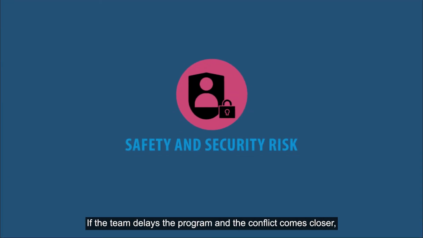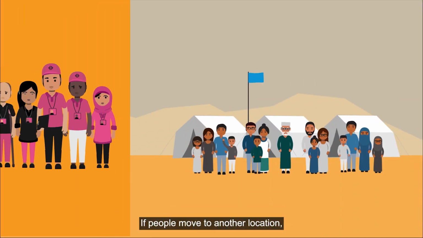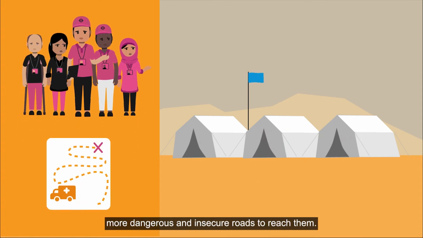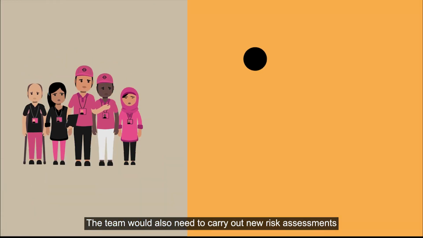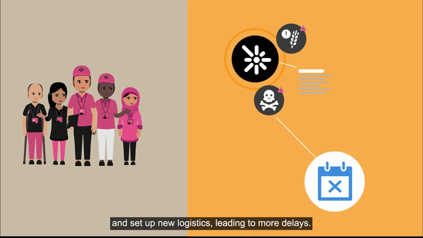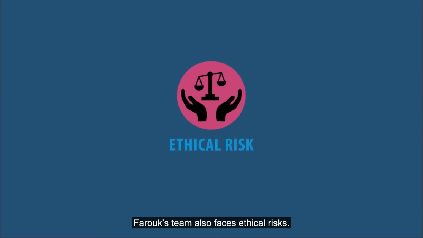If the team delays the program and conflict comes closer, safety and security risks could increase. If people move to another location, the team will have to travel longer, more dangerous and insecure roads to reach them. The team would also need to carry out new risk assessments and set up new logistics, leading to more delays. Farooq's team also faces ethical risks.